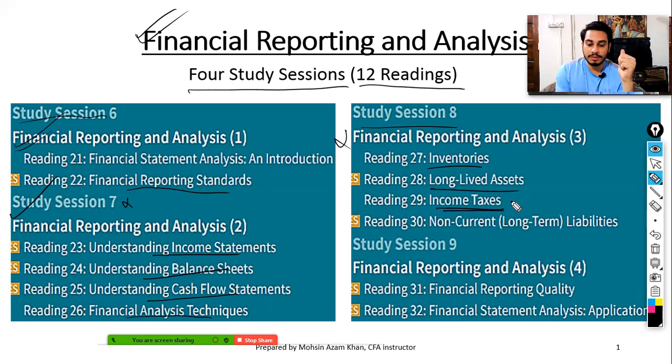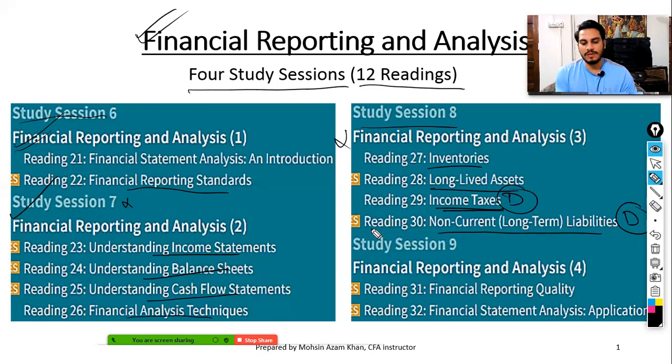Then comes income taxes, which I feel many students find difficult: how the accounting world records taxes. And non-current liabilities, I also feel is a difficult one. How many types of non-current liabilities are there in the balance sheet, how do we compute them, how do we calculate them, how do we record them, how do we report them.